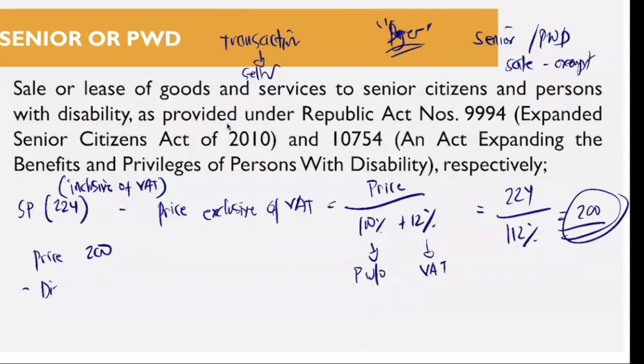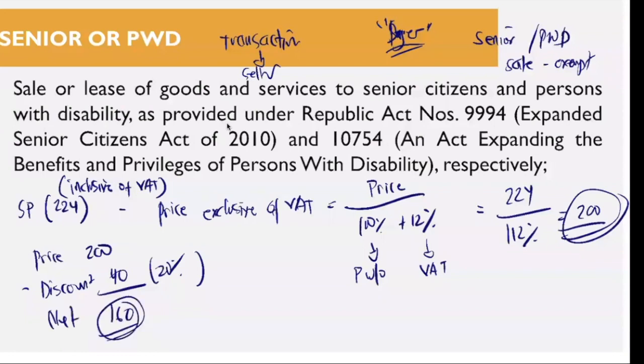Less discount. They will have a discount. What is the discount? 20%. So 40. What is the net price? 160. So, pero pag tinanong kayo, what is the price in case the sale is to a senior or PWD, your answer is 200 pesos.